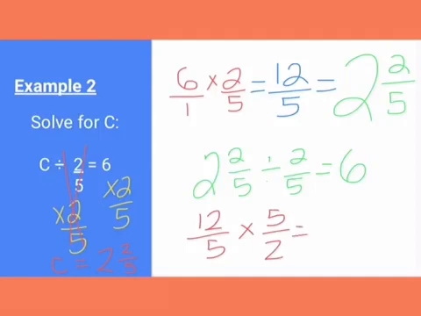12 times 5 across the top is 60. 5 times 2 on the bottom is 10. Simplifying that improper fraction to a whole number, we do get 6. So our answer does check out, that c equals 2 and 2/5.